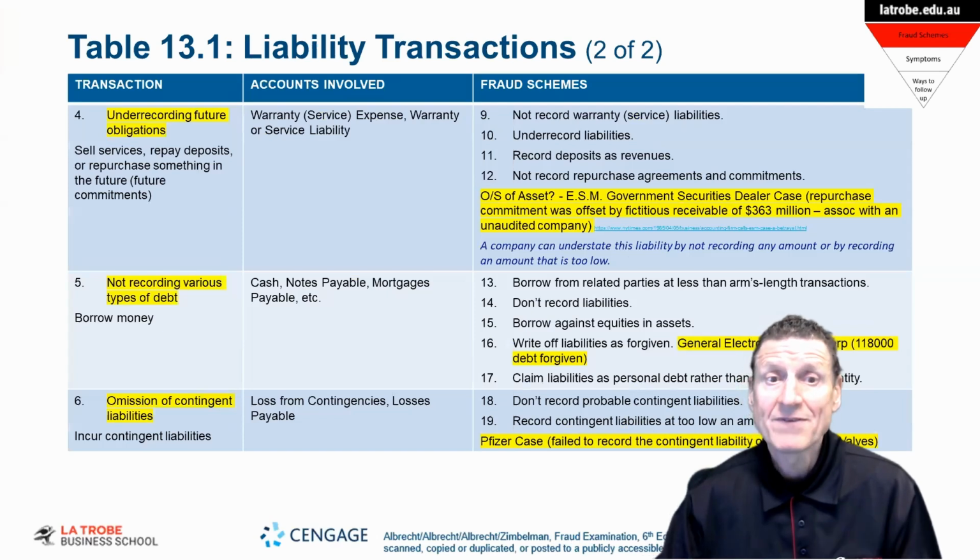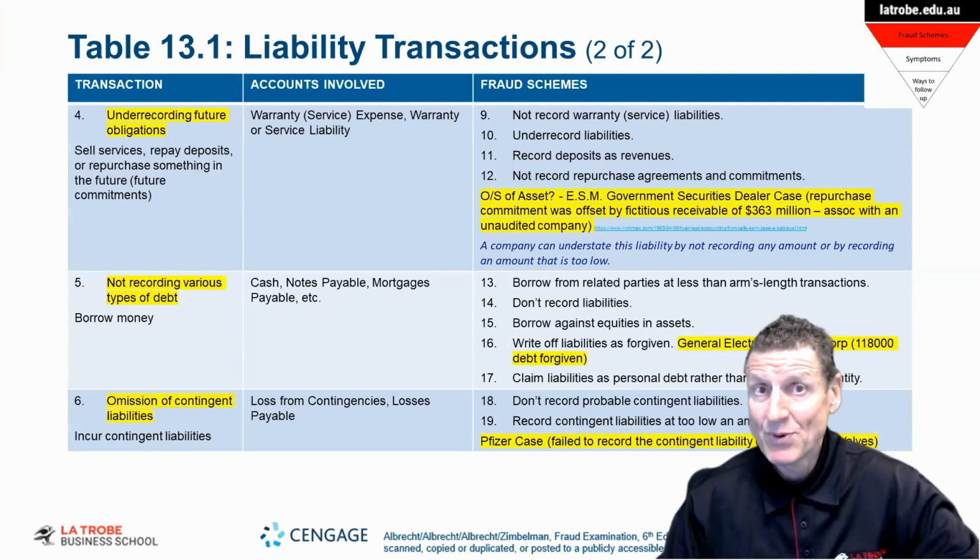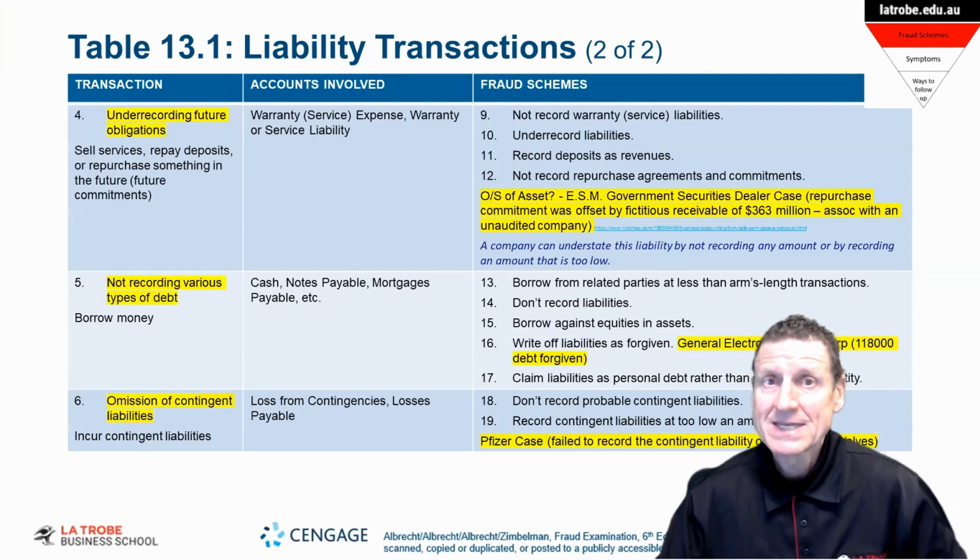An omission of contingent liabilities, probably related to the warranty expense and warranty or service liability, but they separate this here in chapter 13 of the textbook. But you know what I'm talking about when we talk about contingent liabilities. It's contingent on an event happening in the future.